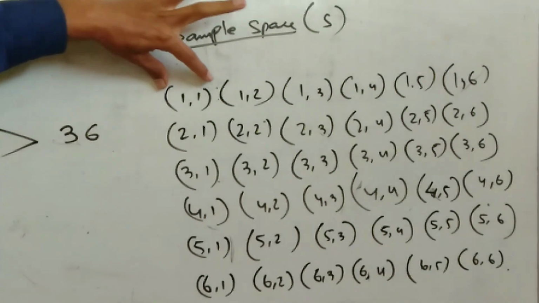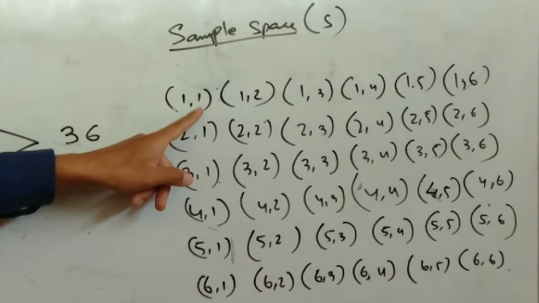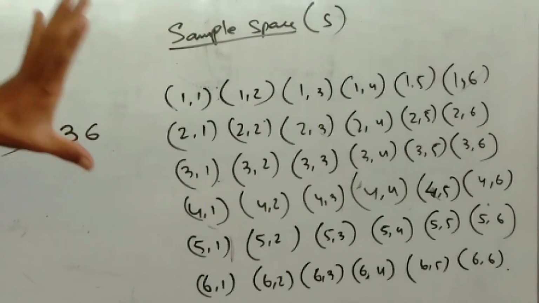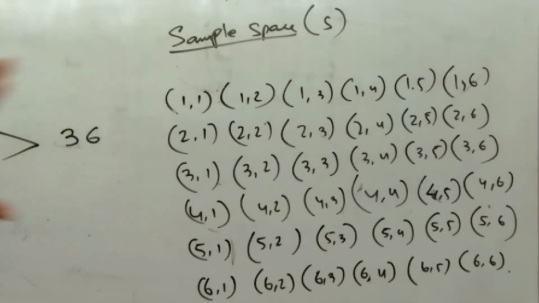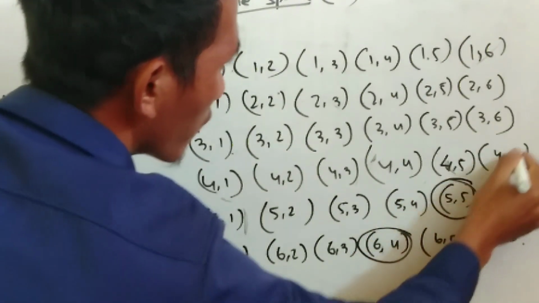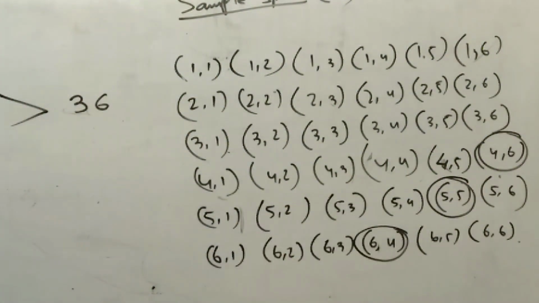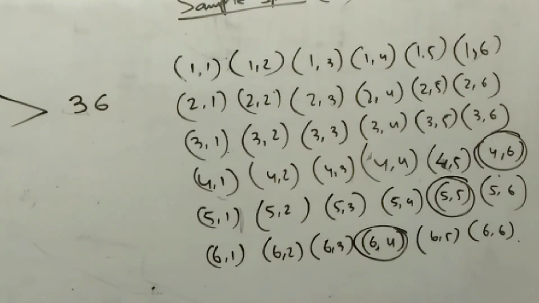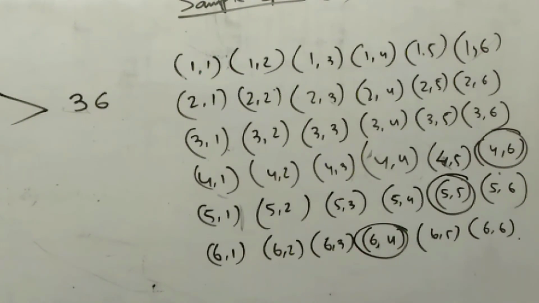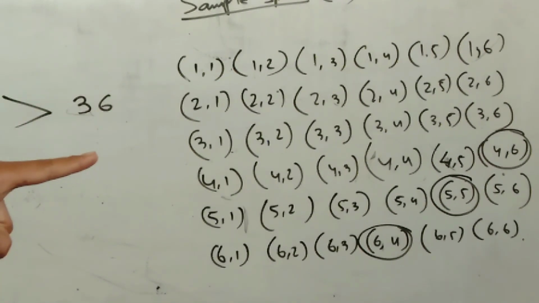Okay, add these two together. 1 plus 1, you will get 10? No, this is 2. So we are going to find the sum of their points is 10. So let us find out here. 5 and 5, 4 and 6. No other numbers exist to get a sum of 10. Only 3 outcomes exist.